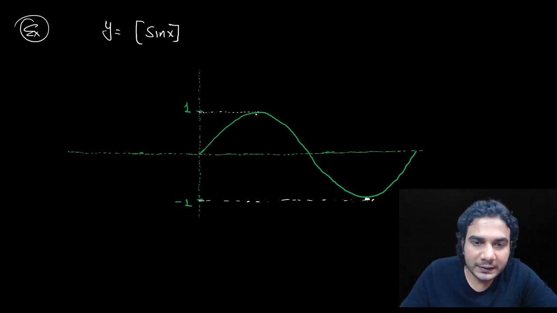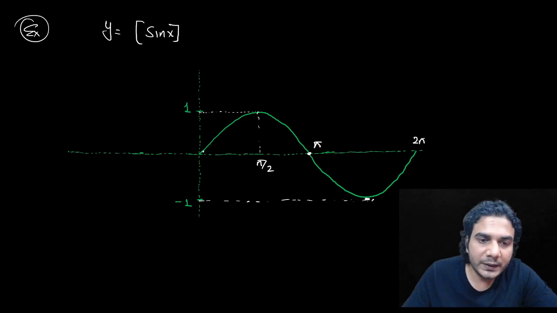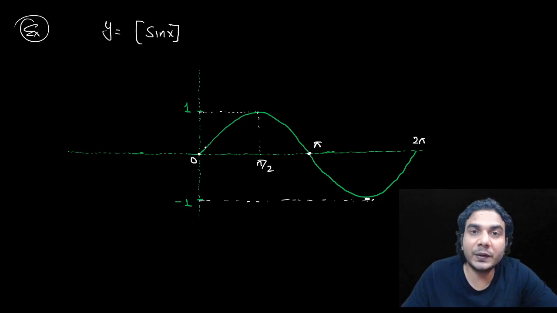Okay, so now let's start. This point is pi, pi by 2. So between 0 to pi, and this point is 2 pi. So between 0 to pi by 2, or pi by 2 to pi, excluding pi by 2, the values of sin x are between 0 and 1.